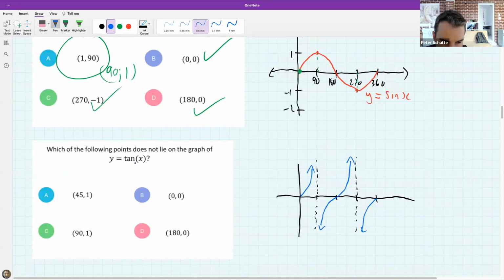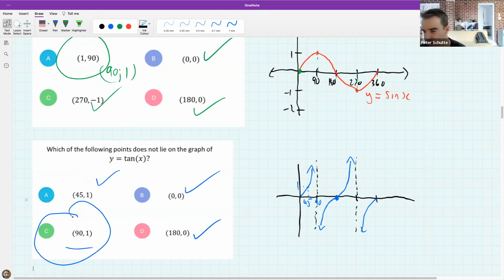So another way to check with this is actually take your calculator and go, what is the tan of 45? Is it 1? Now, it turns out that the tan of 45 is 1. So that's good. 0 is all good. 91, well, 90 is the asymptote. So there's no way that that can be true. And 180 is fine because that's here. So I'm very confident the correct answer is C.